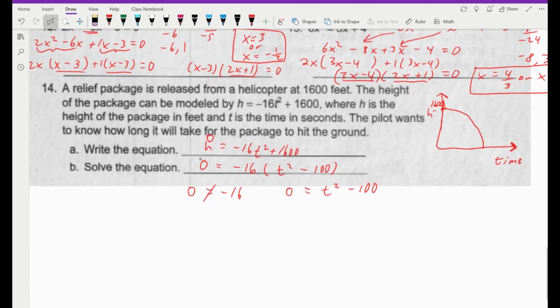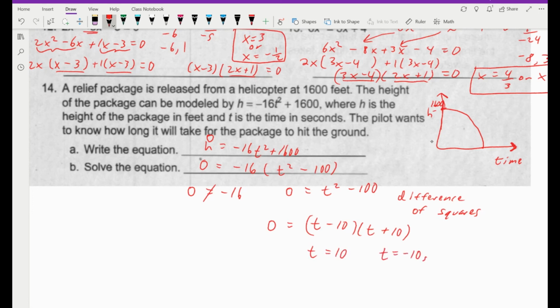And do you remember these difference of squares? This is what we just encountered. A difference of squares factoring problem. This factors to t minus 10 and t plus 10. Now we solve using the zero product property. We get t is equal to 10 seconds and t over here is equal to negative 10 seconds.